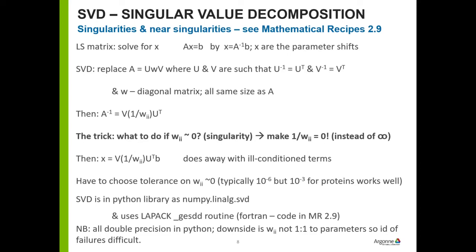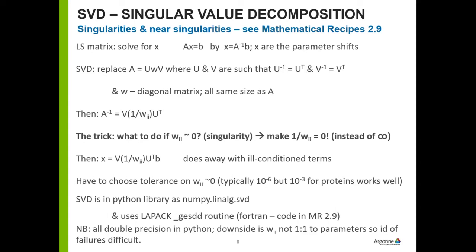You can then solve by doing this particular multiplication, which is V times the inverse of the W, remember it's a diagonal, and times U transpose. That winds up being A inverse. And so the trick is, what happens when W winds up being 0? Because it comes up with a 0 occasionally, and that's a singularity. Well, what you do is you cheat. You say, okay, I'm simply going to make 1 over W 0. So you replace an infinity with 0.